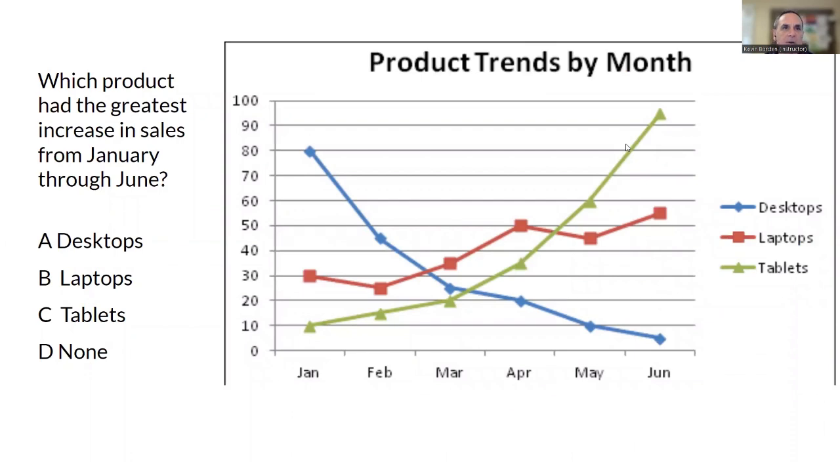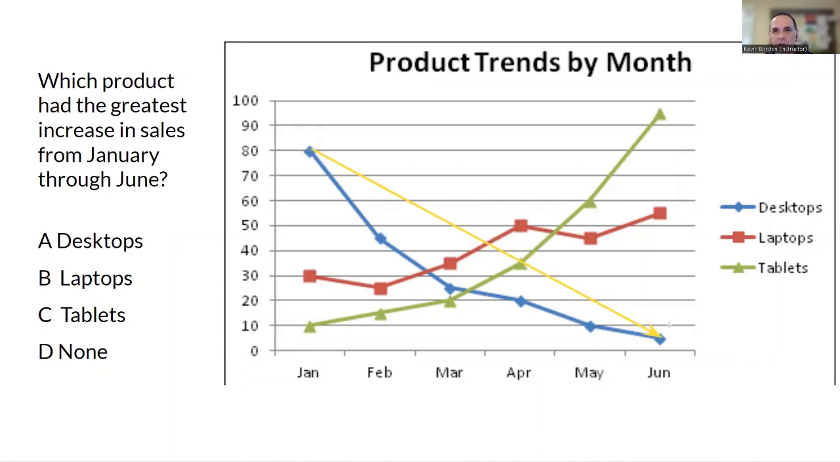Which product had the greatest increase in sales from January through June? Pause the video. Work out your answer and continue when ready. All right. So in this case, what you're looking for is sort of to just look at the beginning to the end. Let me pick a yellow color here. And I'm first going to talk about desktops. Desktops, I'm going to grab a straight line here. Actually, one with an arrow. Desktops went from here to here.